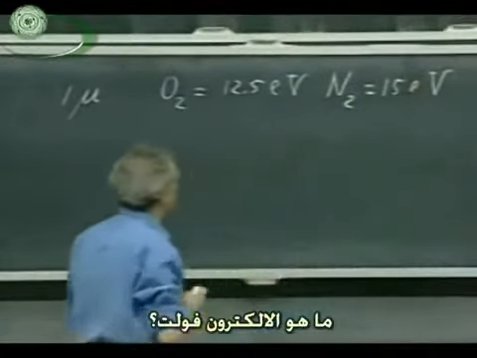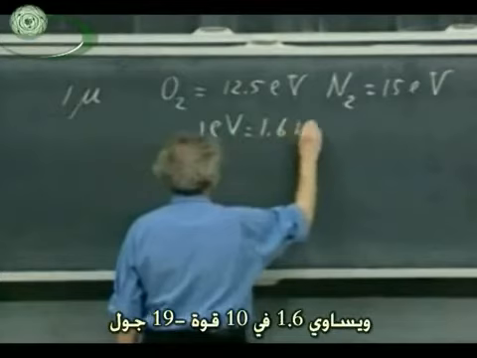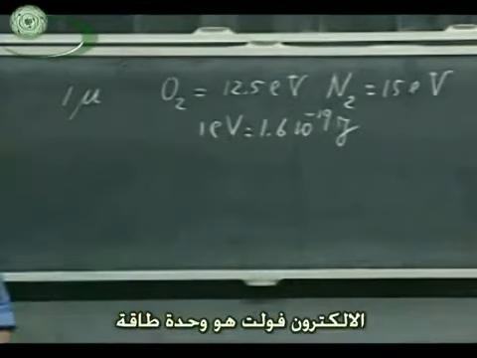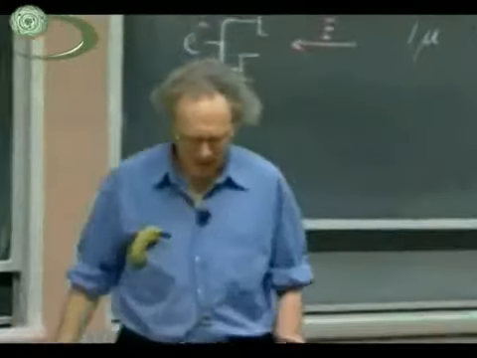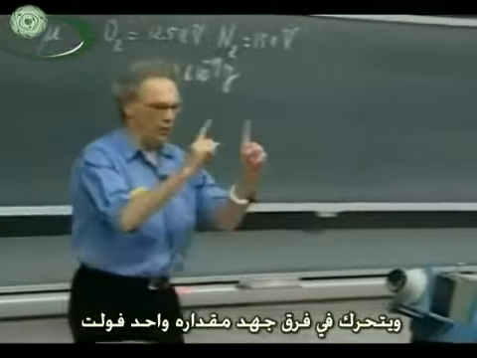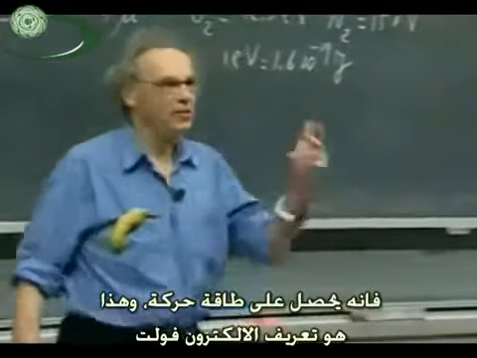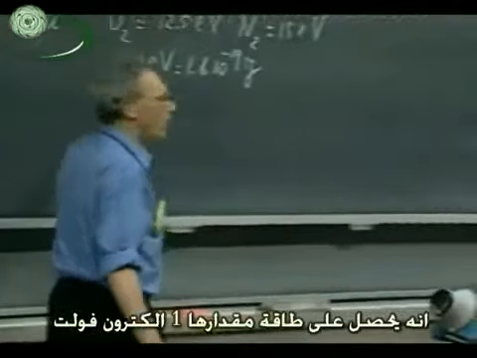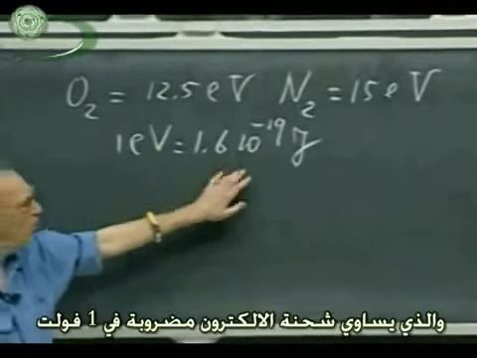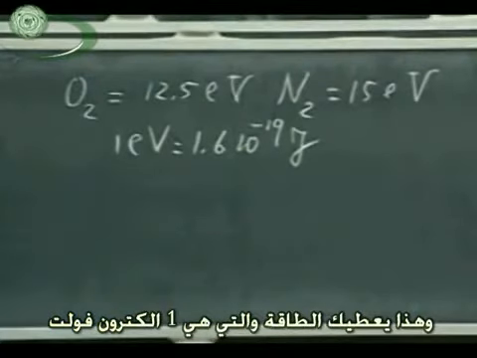What is an electron volt? Well, an electron volt is a teeny-weeny little amount of energy. It's 1.6 times 10 to the minus 19 joules. Electron volt is actually a very nice unit of energy, because once you have an electron, and it moves over a potential difference of 1 volt, it gains in kinetic energy. That's the definition of an electron volt. It gains 1 electron volt. It's the charge of the electron, which is 1.6 times 10 to the minus 19 coulomb, multiplied by 1 volt. And that gives you then the energy, 1 electron volt.